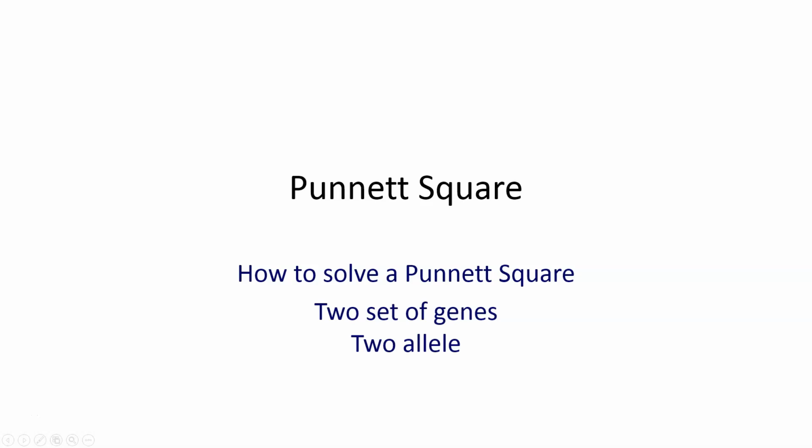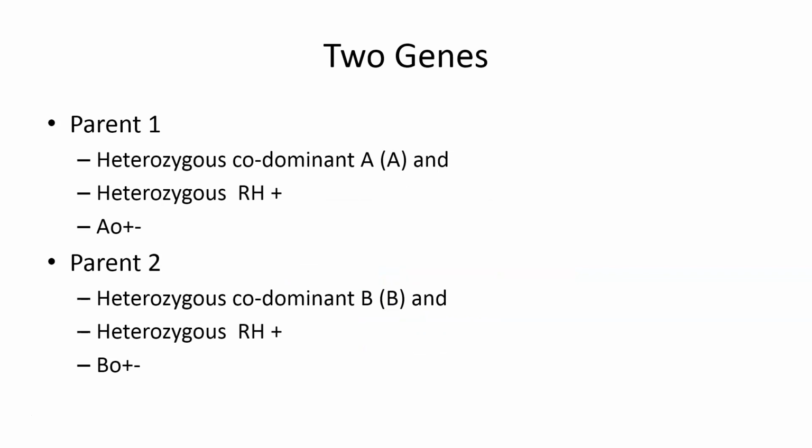In this video, we're going to look at how to solve a Punnett square with two sets of genes, which basically means we have two alleles. And this is a little bit more complex than the previous one we looked at. Let's take a look at how we do this.